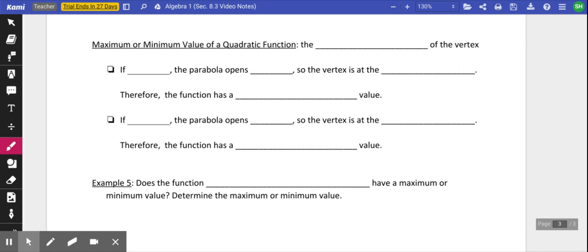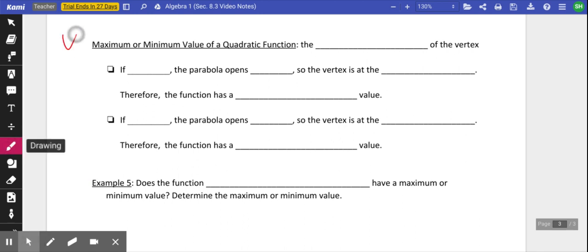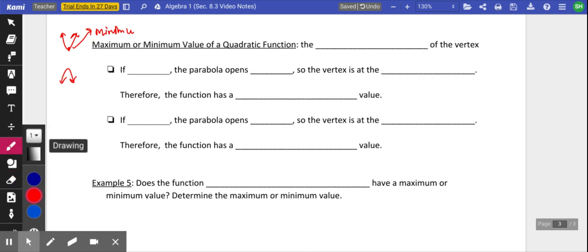Okay, we're going to talk about finding the maximum or minimum value of a quadratic function. When they say find a maximum or minimum value, remember our graphs are going to either open up or open down. Those are our two options. When a graph opens up, we're going to have a minimum because we have a lowest point. When the graph opens down, we are going to have a maximum.